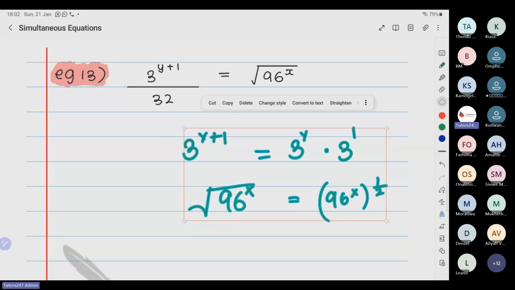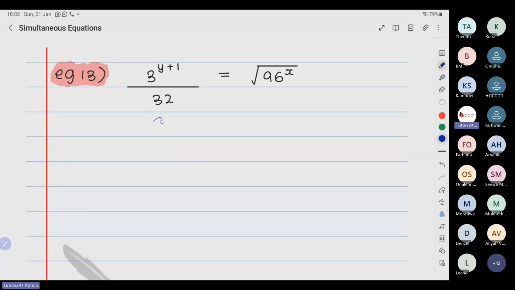So we discussed that we're going to break up the left-hand side into 3 to the power y times 3 to the power 1, and that is all over 32, which is equal to 96x to the power 1 over 2. From here, if you notice, we have 32 and we have 96. We need to try and build a relationship between those two. We need to try and break them up, because what else can we do?